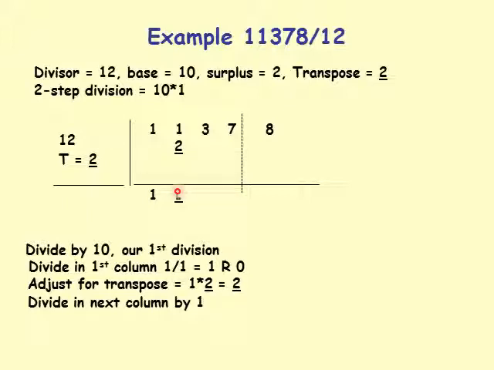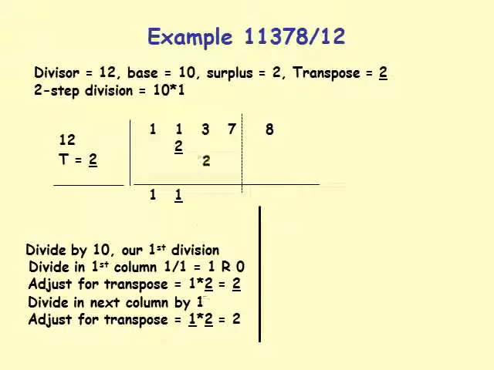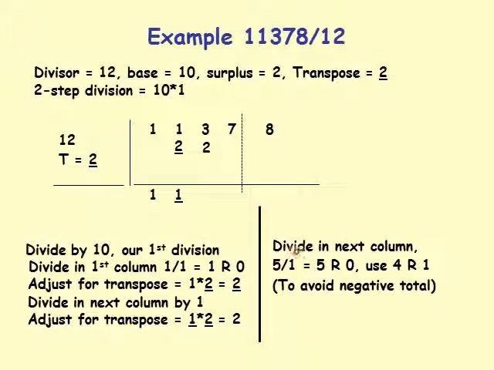Now the adjustment, because negative 1 times negative 2 is a positive 2 in the next column. The adjustment is for the transpose: negative 1 is the quotient, negative 2 is the transpose, giving positive 2, and that's the adjustment for the next column. Okay, so we got a 2 here. Now we are going to divide the next column.